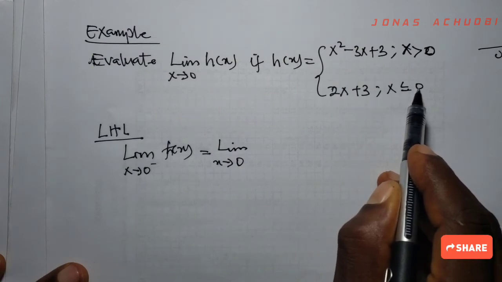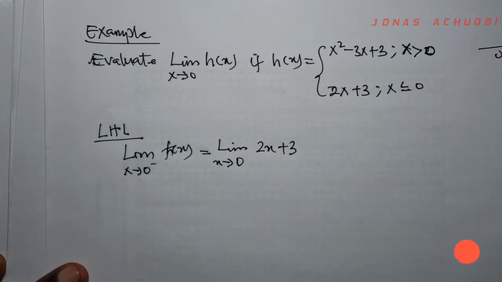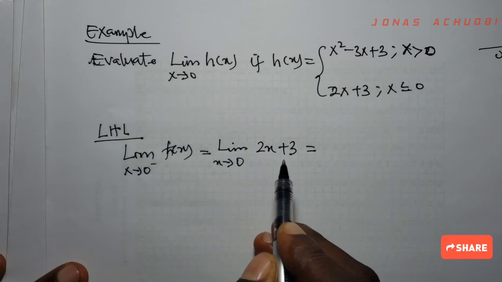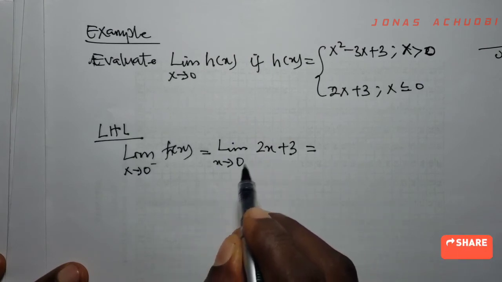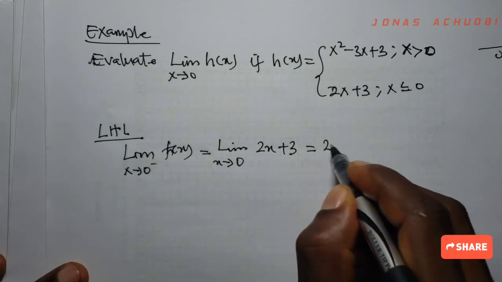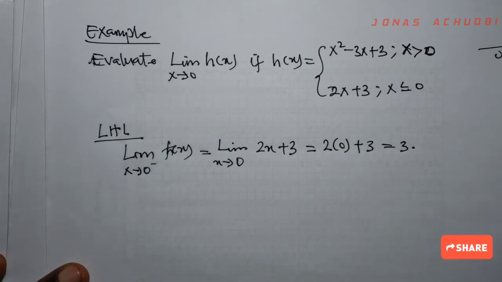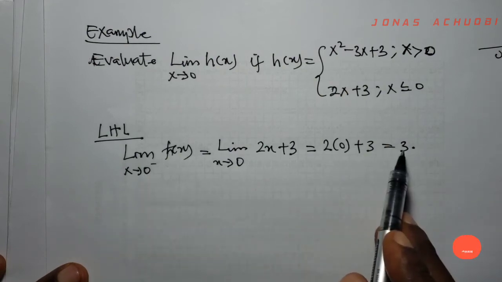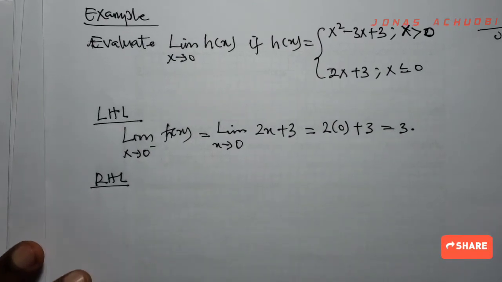So on the left of 0, h of x is 2x plus 3. And again, 2x plus 3 is a polynomial function of degree 1. So to find the limit, we substitute the value of x as what? 0. So we have 2 into 0 plus 3. And that gives us what? 3. So the left hand side limit exists. And the value is what? 3. We now check for the right hand limit, RHL.